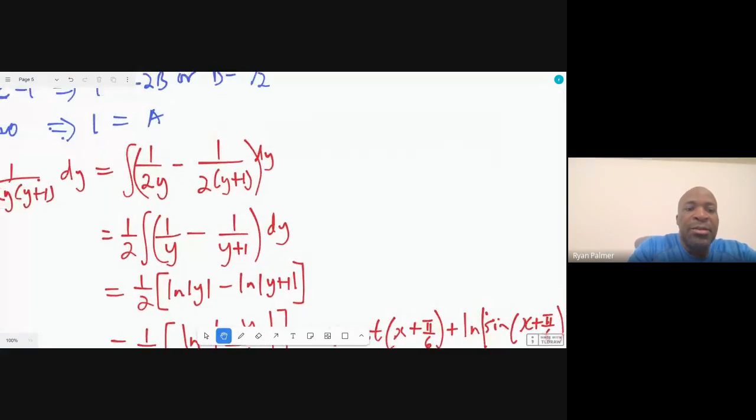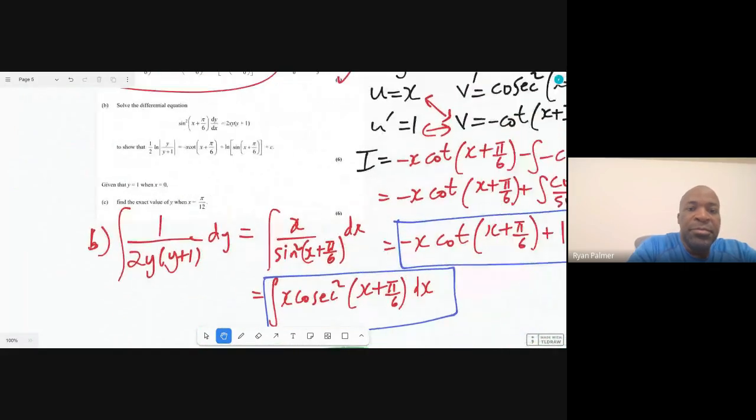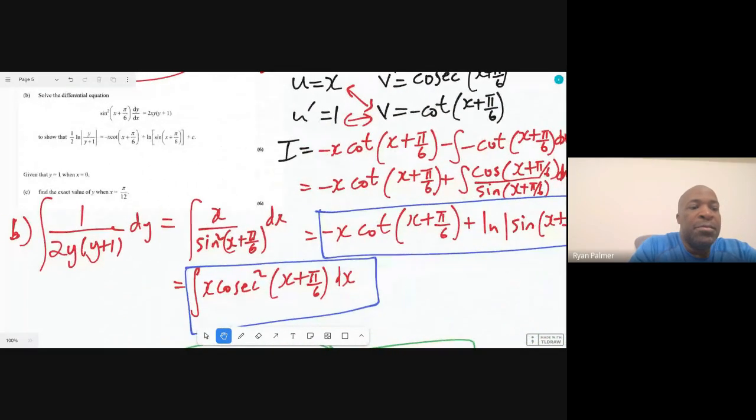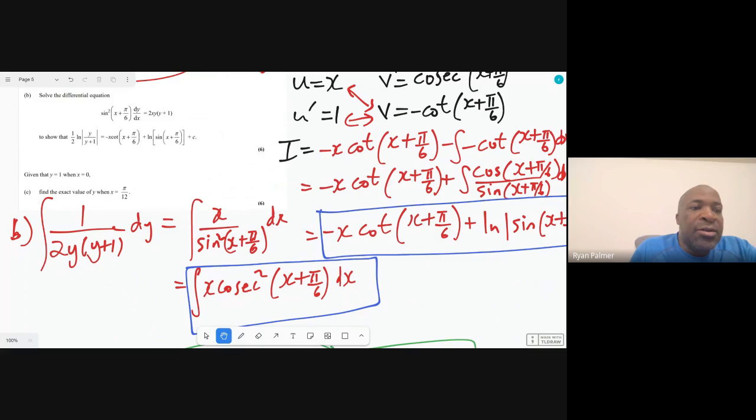So if we go back to the question here, we have shown what is required, that when we solve the differential equation, we get half ln y over y plus 1 equals minus x cot(x plus pi by 6) plus ln sine(x plus pi by 6) plus c. So that part is fine.